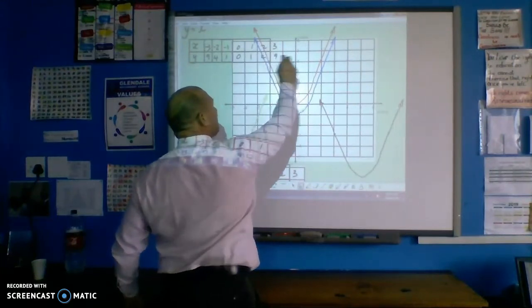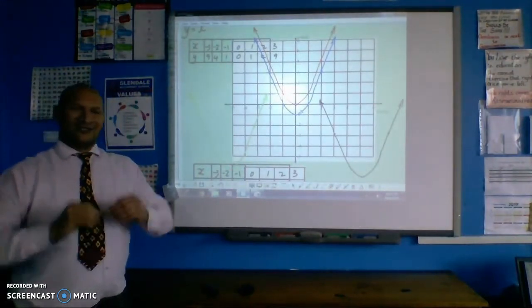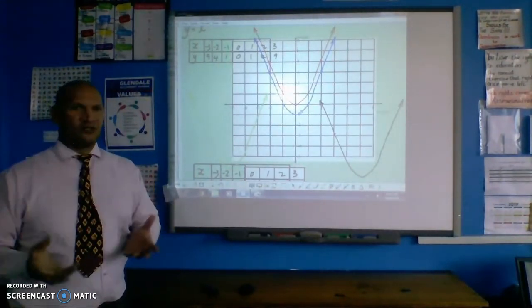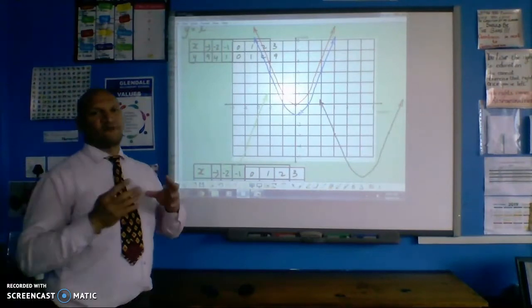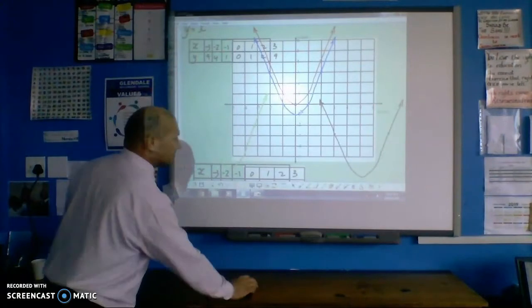If I compare them, the graph is still looking exactly the same. The shape did not change. It remains a quadratic function. Just all my answers are 1 less than the previous answer.